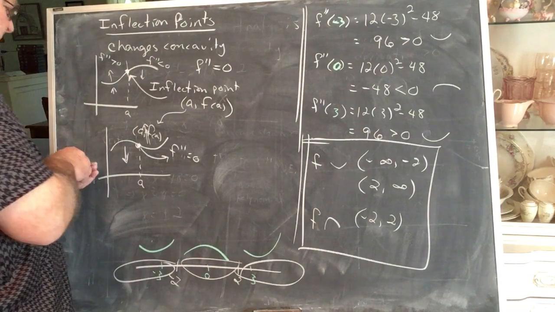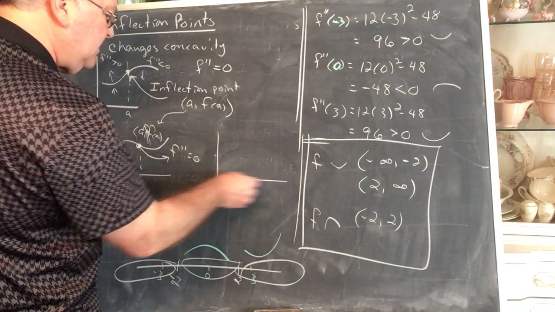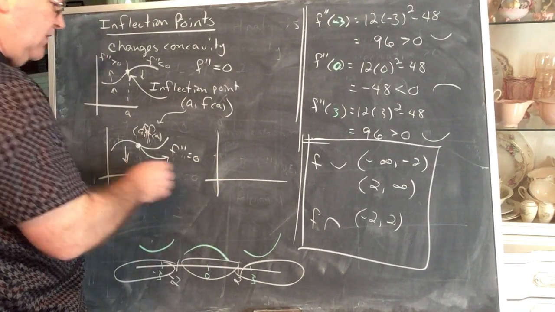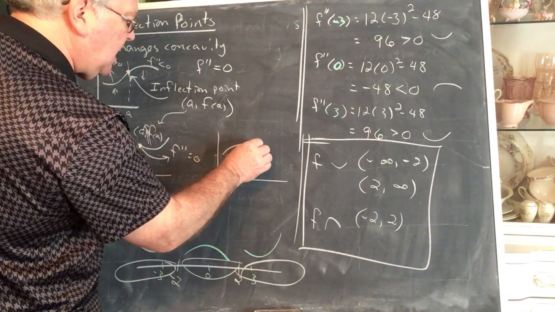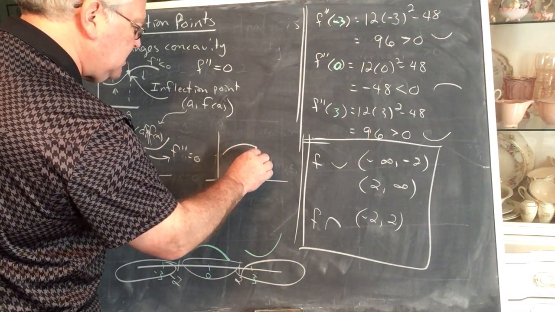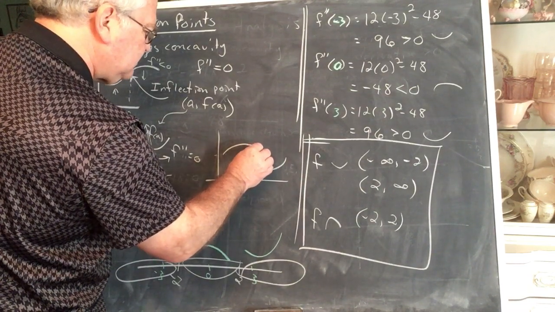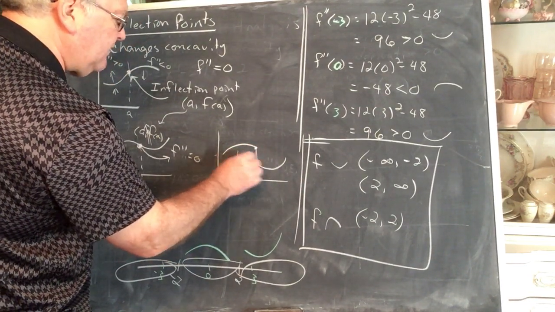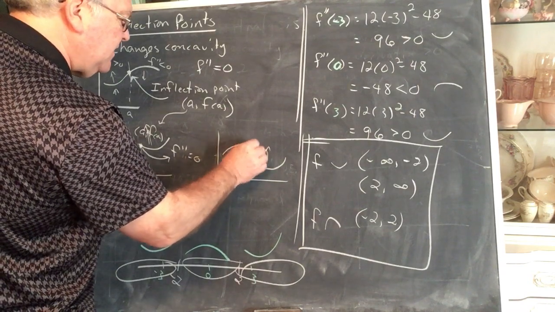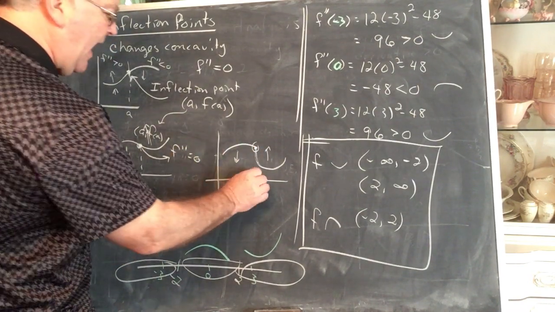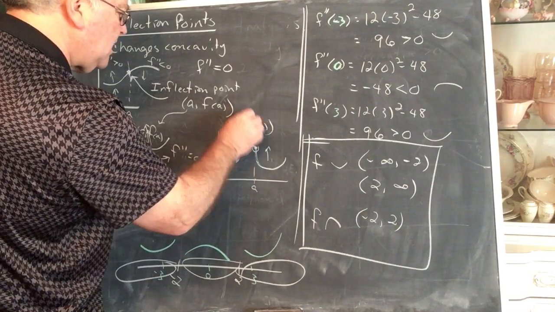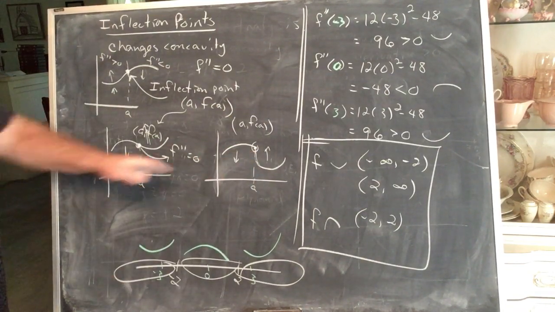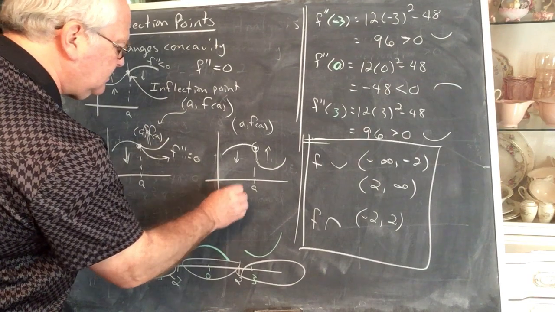Remember, the derivative might be undefined at a cusp. So let's suppose we have a curve that is concave down, comes to a cusp, and then leaves as concave up. So here it's concave down, here it's concave up. This is an inflection point at A, f of A. But this is because the second derivative does not exist.